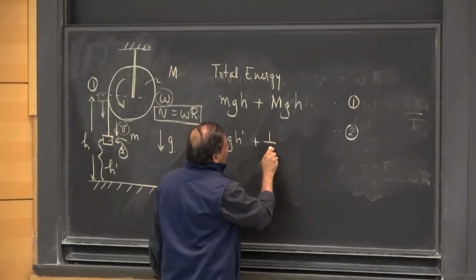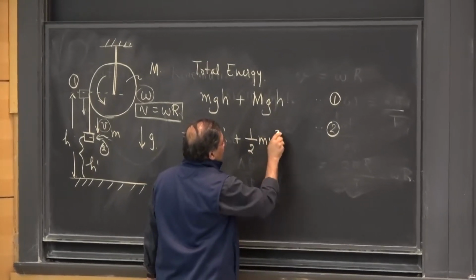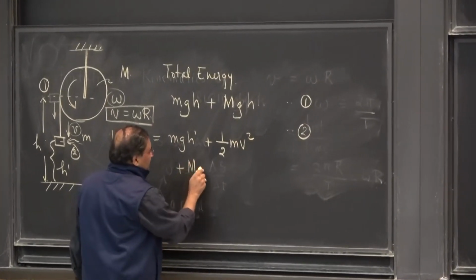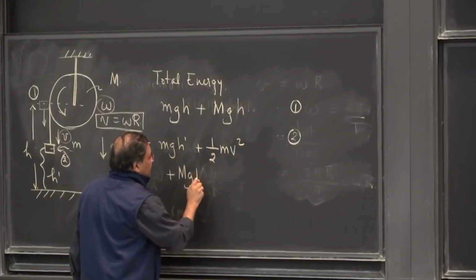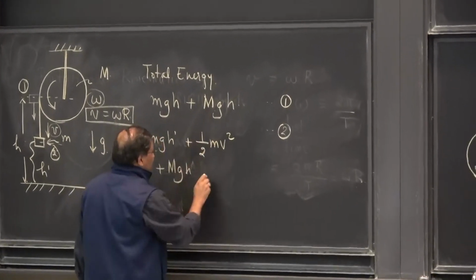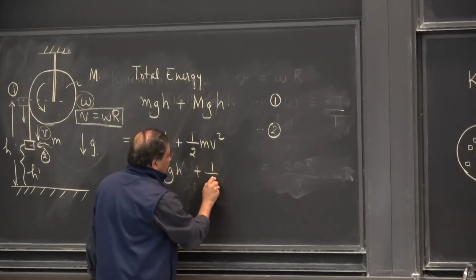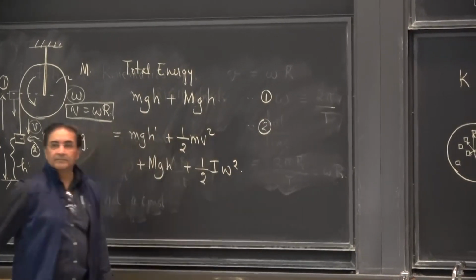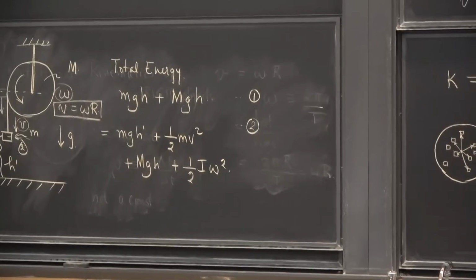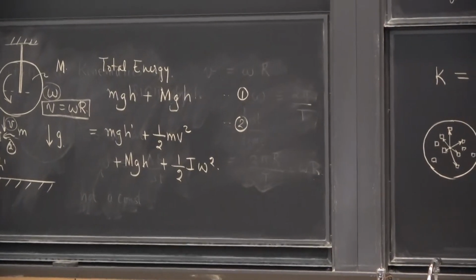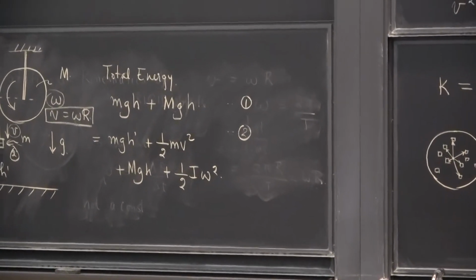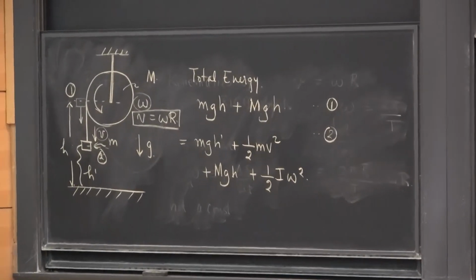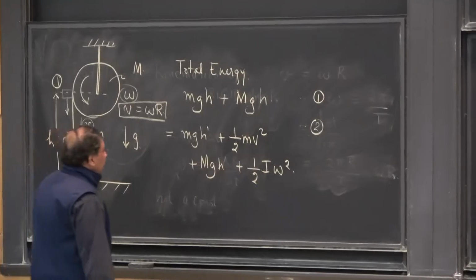The mass is moving downward, so I have a half mv squared. Then I have the original potential energy because the wheel is where it is, Mgh, that doesn't change, but the wheel is turning, so I have a half I omega squared. So there are all these four pieces that are now coming in. This is why I've told you guys time and again that we are entering a very, very difficult part of this class. This is the part where the learning curve really goes up.